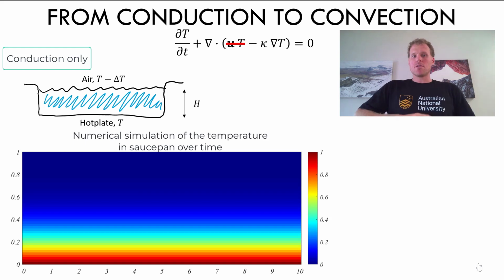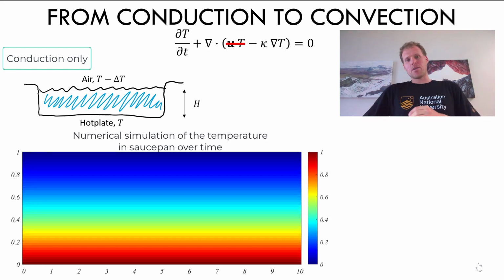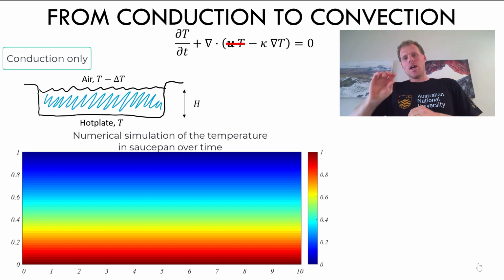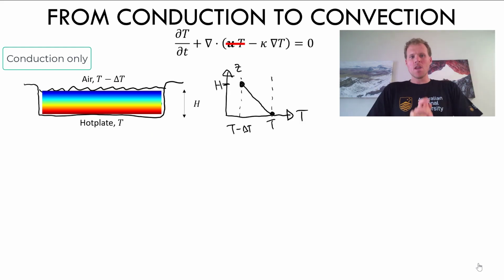This is what happens. You just develop this linear gradient of temperature through the water column from the bottom temperature T, which is warmer, to the cooler surface temperature T minus delta T. So that's what you get if you have a purely conductive scenario.